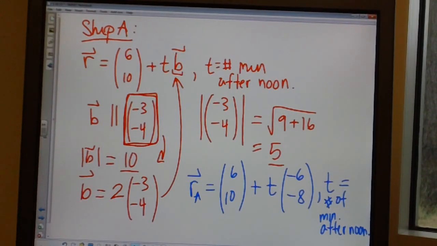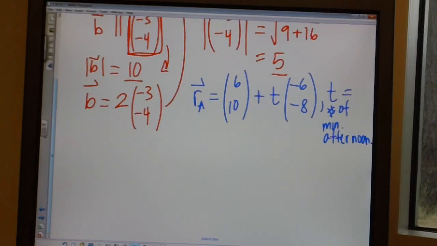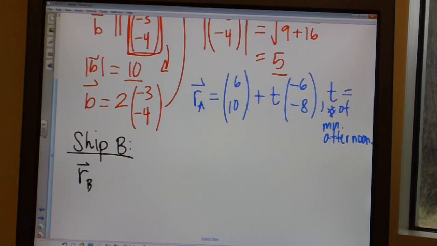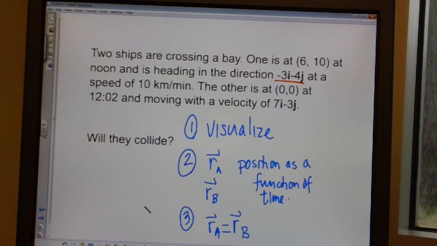All right, I need to do the same thing for ship B. And for ship B, I found its initial position by backing it up 2 minutes. So I know that its initial position is <-14, 6>. That's its initial position vector from the origin. And I'm going to add t times its velocity vector, which was given to me in the problem statement. The velocity of ship B was given as the vector 7i hat minus 3j hat.